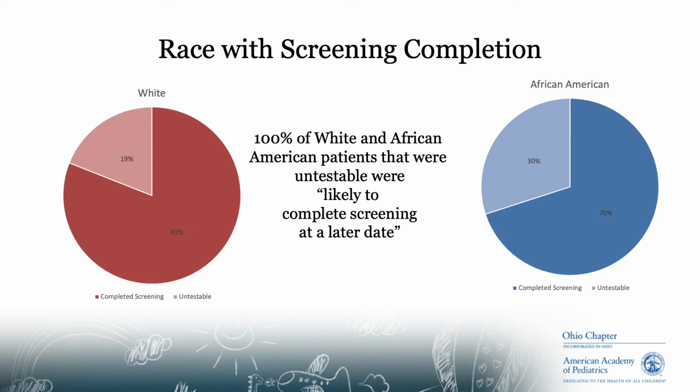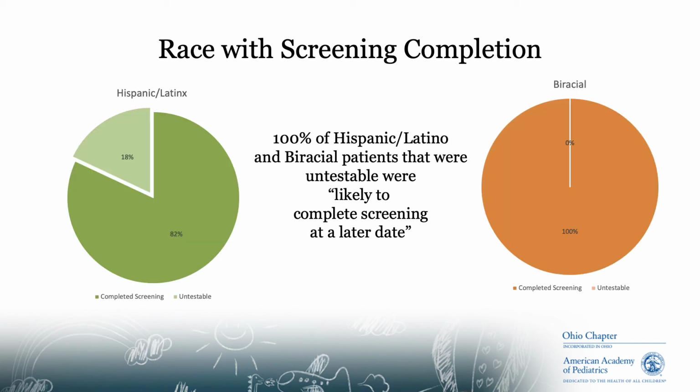The next couple of slides are going to look at race with screening completion. 81% of white patients had a screening completed, with 19% being untestable at that initial date. 70% of African Americans had screening completed, and then 30% were untestable at the initial attempt. With Hispanic patients, 82% were able to have a screening completed at the initial attempt, with 18% being untestable, and then 100% of biracial patients had a completed screening at that first attempt.